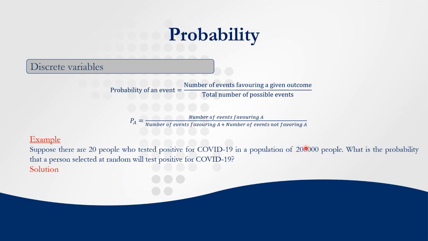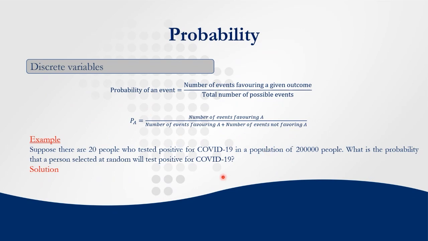right? This is the data. We know that we had 20 people. So now, for the future, what is the probability that if we select a person at random, they will test positive? So what is the probability that if I just select someone out of these 200,000 people, they will test positive? You compute it using this formula here, right?